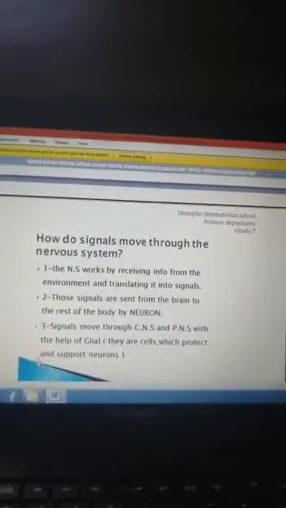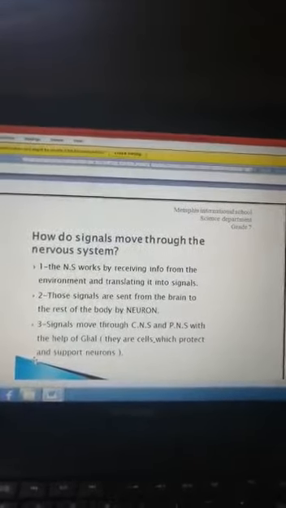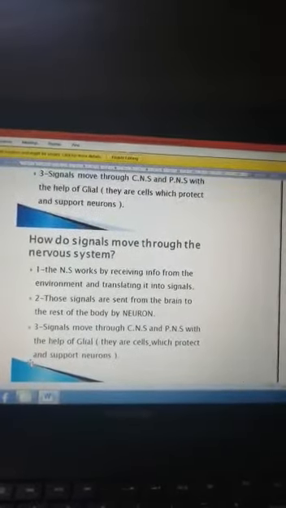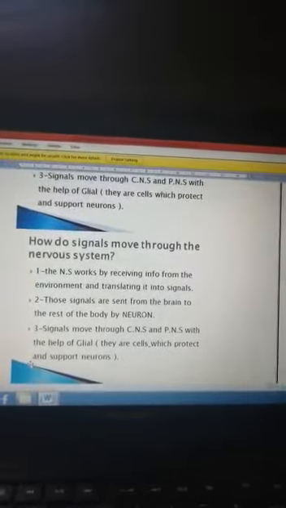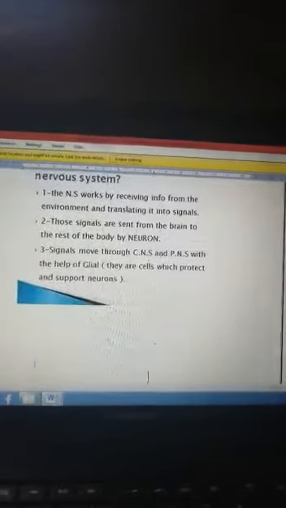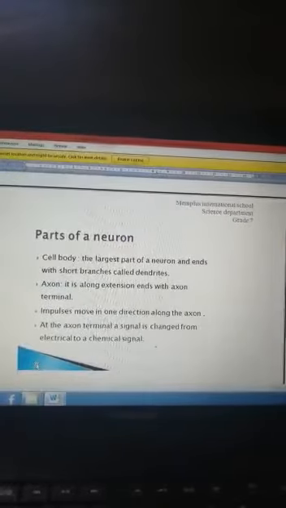How do impulses move through the nervous system? Those signals are sent from the brain to the rest of the body by neuron. So what's meant by neuron? Neuron is the building unit of the nervous system.